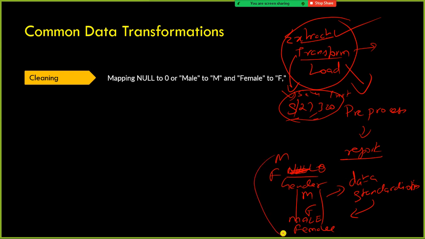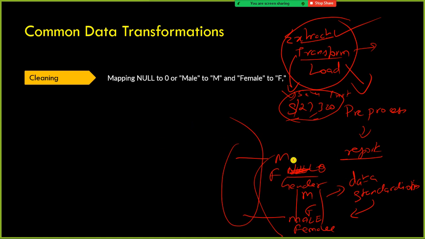In that case, if you want to find out the total number of male customers and the total number of female customers, it will consider M as different and male as different. It causes confusion. You are not able to get a holistic view of how many male customers purchased. You'll get confused.